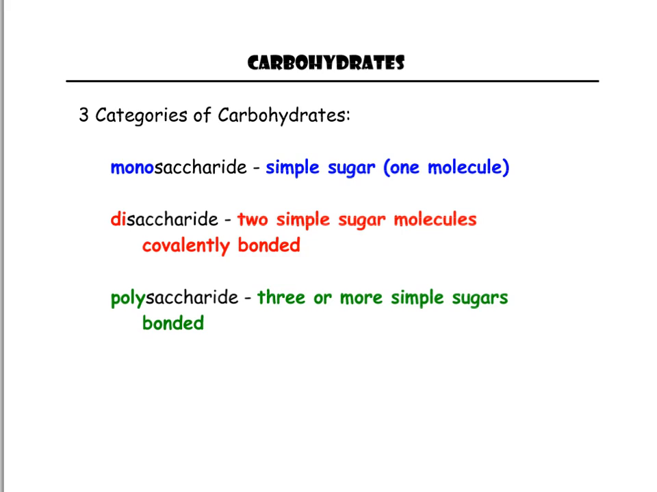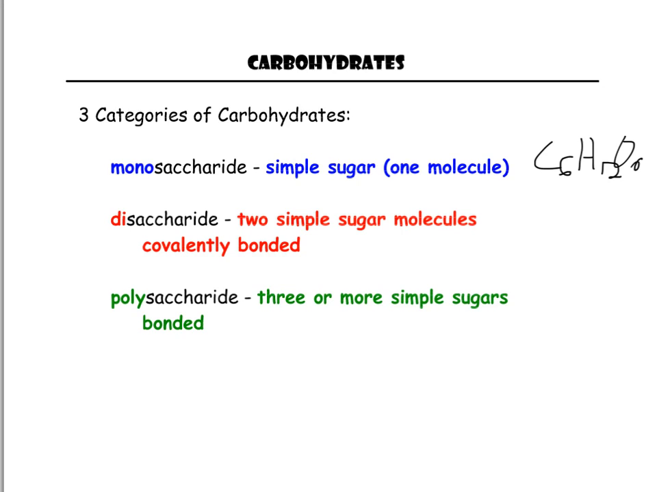Still focusing on carbohydrates, there are three main types of carbohydrates. There are what we call monosaccharides, disaccharides, and polysaccharides. And as always, it's good to look at the prefixes for these. So mono, meaning one, is a simple sugar, and that's when we have just one simple sugar molecule, which, as we saw on the last slide, is commonly C6H12O6. If we look at disaccharides, that is two simple sugar molecules covalently bonded.